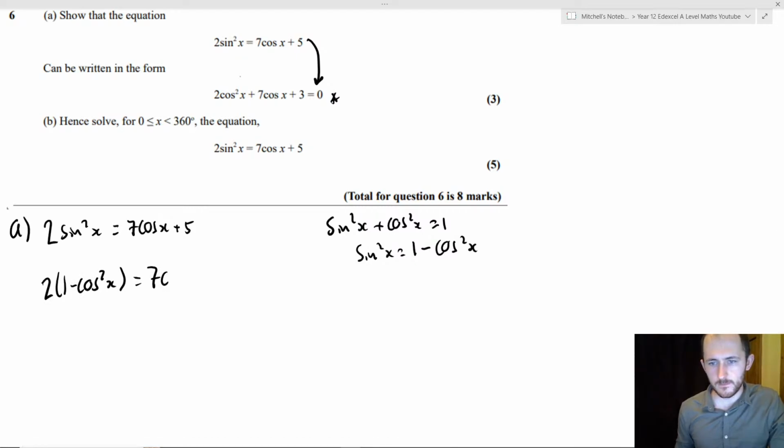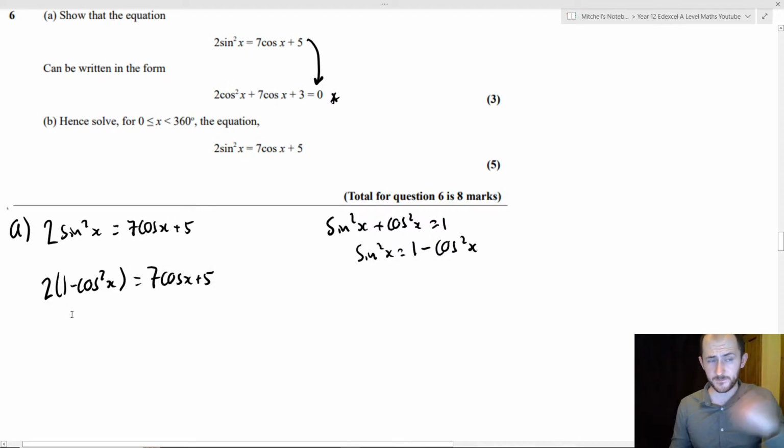Well, now if I look at the answer, I've gotten rid of the sine squared, and I can see I'm going to get 2 cos squared, which is in the answer. And I have the 7 cos x. Plus 3 can come from plus 5 minus 2. So we're on the right tracks.